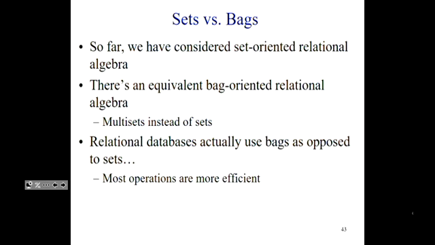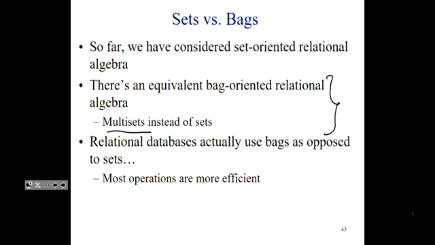As it turns out, there's an equivalent bag-oriented relational algebra, which is not set-oriented. What a bag means is kind of intuitive: you don't enforce the standard property of a set, which is that things are unique. In a set, there's only one copy of each item. In a bag, there can be multiple copies of each item. This is the same as what are known as multi-sets that you might have encountered in other classes. So there's an equivalent bag-oriented relational algebra.